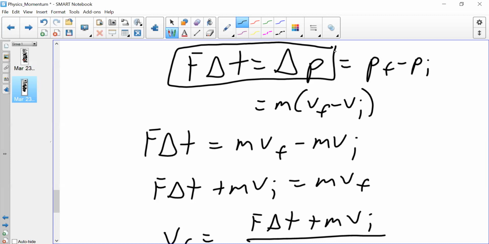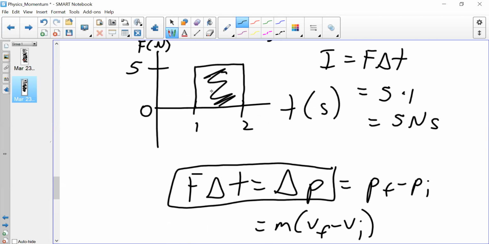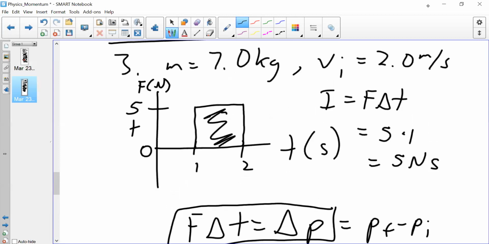So these are all equal to each other. Yes? Oh, sorry. For the impulse graph, is it supposed to be 5 or negative 5? Well, this one's 5 because it's above the axis, in the positive domain. But in the second graph, it's going to be negative. As I mentioned before, all of the areas above the x-axis will be positive quantities, and below the x-axis will be negative.